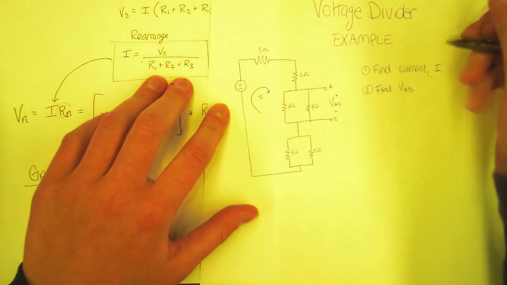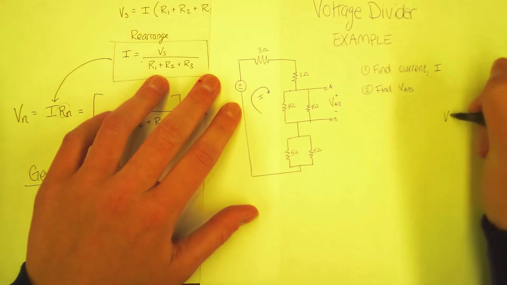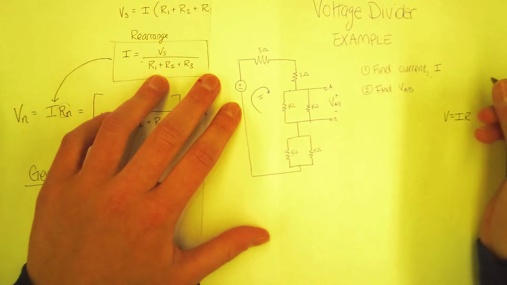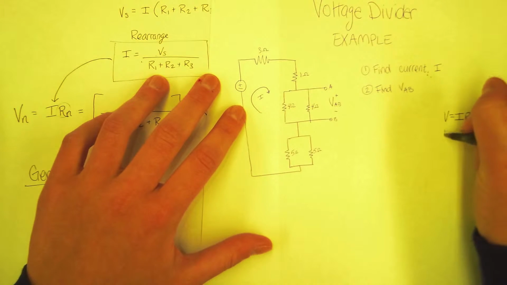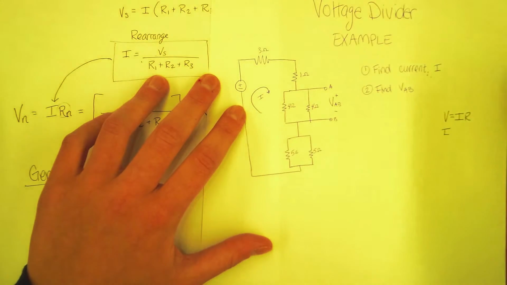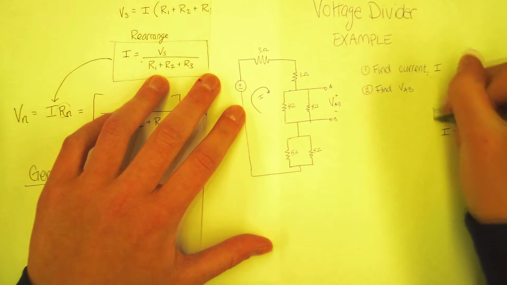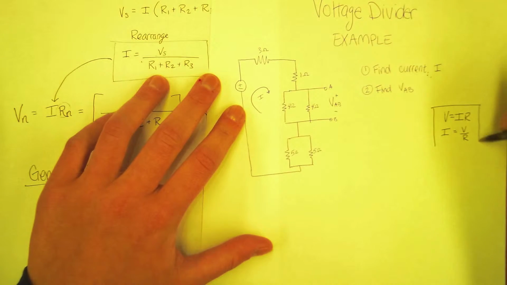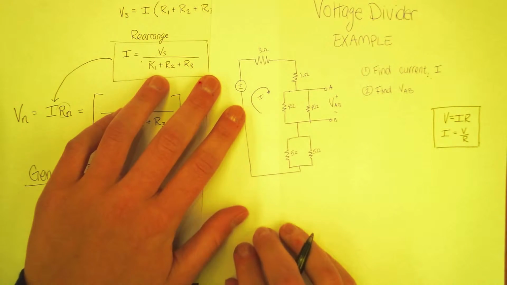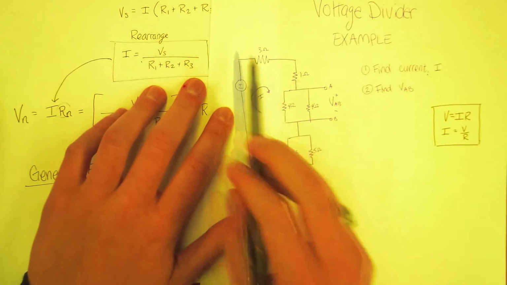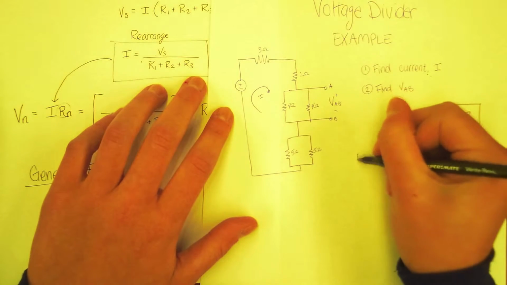So remember, you have V equals IR. And if you rearrange that, your I is going to equal V over R. So make sure you're able to rearrange that equation to however you want. So first thing we need to do is question number 1, find the current I.